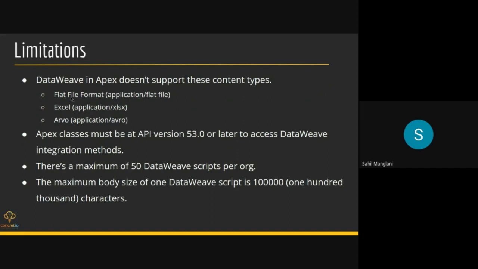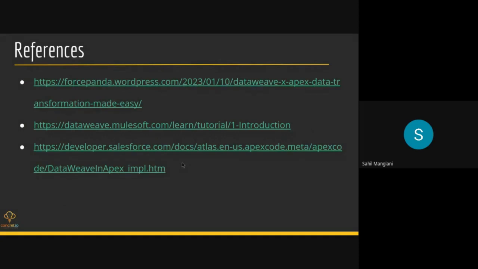Now coming to the limitations, it doesn't support two or three formats which I have mentioned here, like flat file format and application/xls. For this we need to convert into CSV or another format. And the Apex class must have a 53.0 or later version, because of the Spring '23 release. There is a limit of 50 DataWeave scripts per hour, and the maximum body of DataWeave scripts is 1,000 characters, meaning 1 lakh. So these were the limitations, and these are the references.